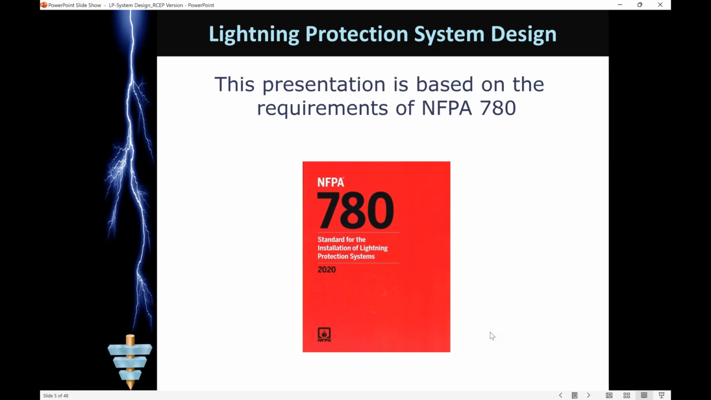The presentation will be based off of NFPA 780, the standard for lightning protection systems, which is what we use in all of our design, and that's basically what we're going to be referencing today.